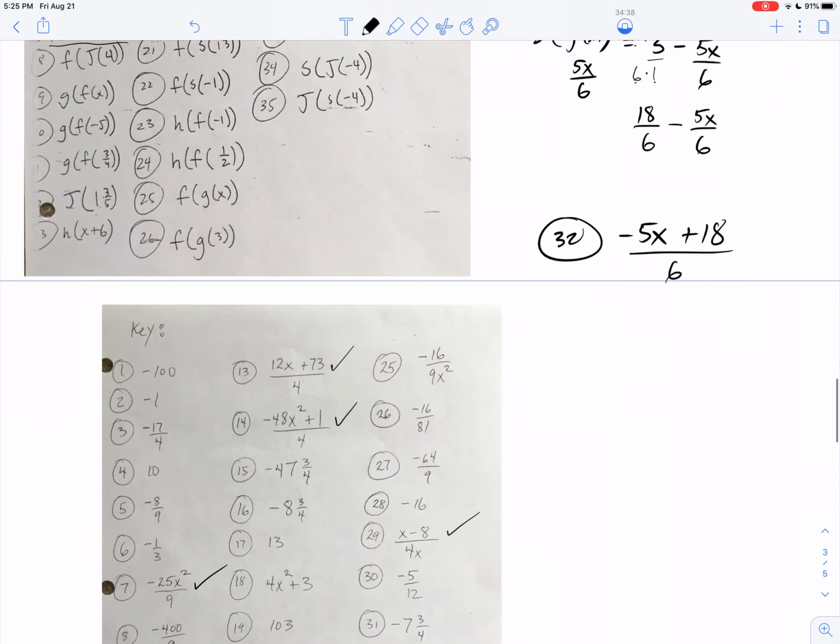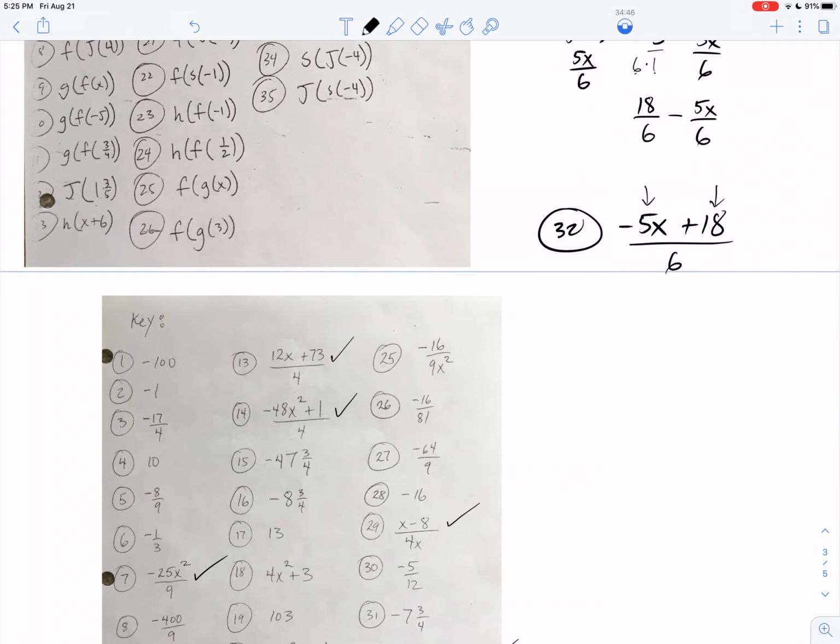But guess what? You should always put letters before single numbers. Whenever you have a variable and a single number, you should always put the thing with the variable before the single number. No matter what it is, all the single numbers.